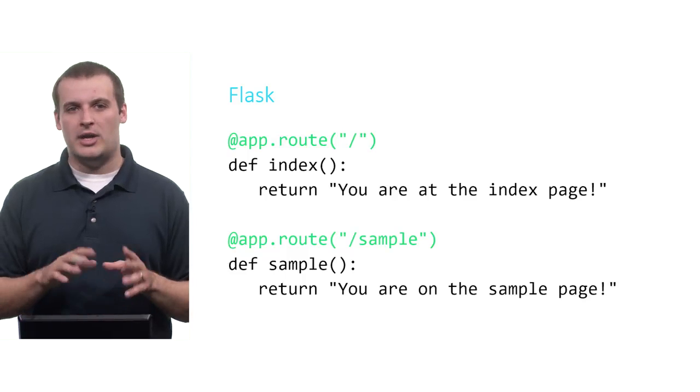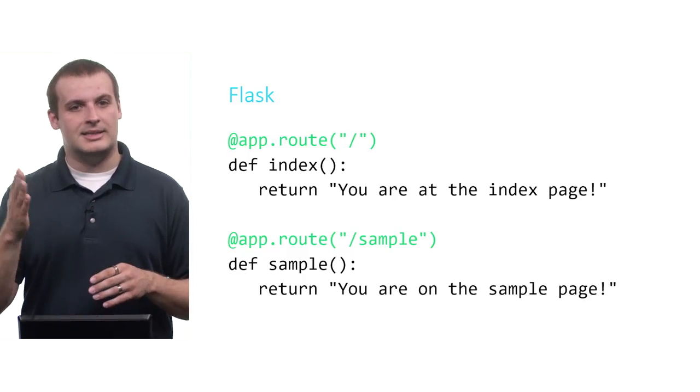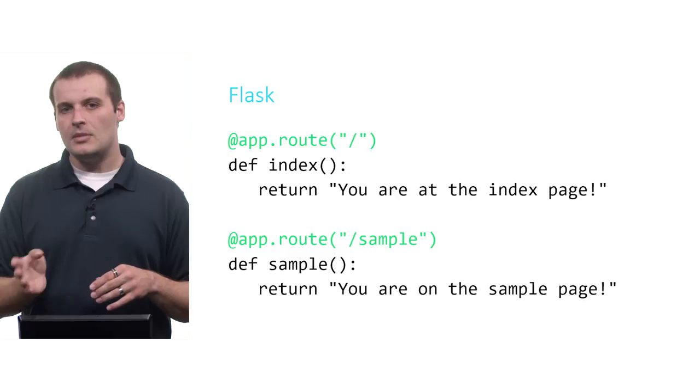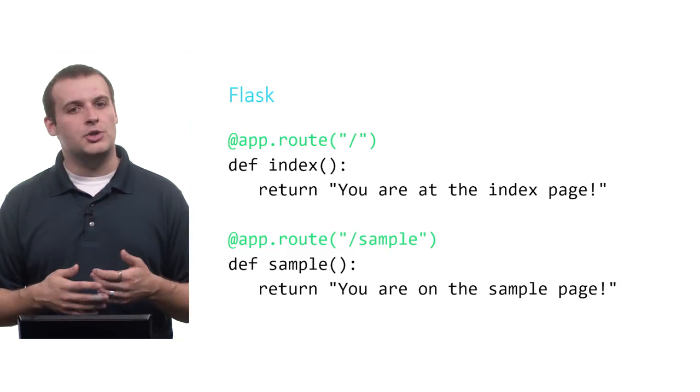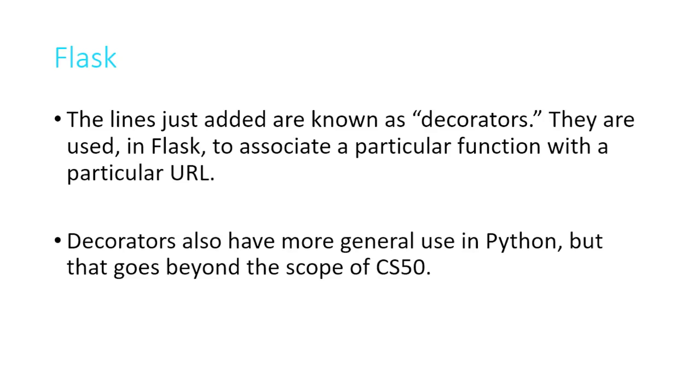If, however, I go to whatever my web application's address is /sample, it will not show me the index page. It will show me the sample page. So basically what I'm doing here is I'm defining the behavior that I want to appear on different pages within my Flask application. So again, these are called decorators. And in Flask context, we're basically just associating a particular function with executing when you visit a particular URL.